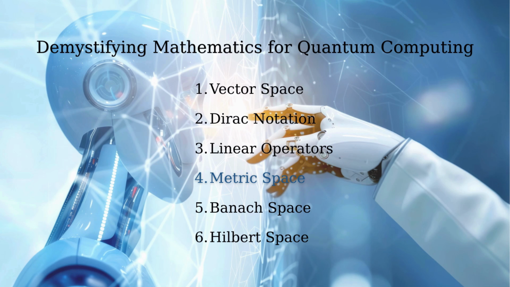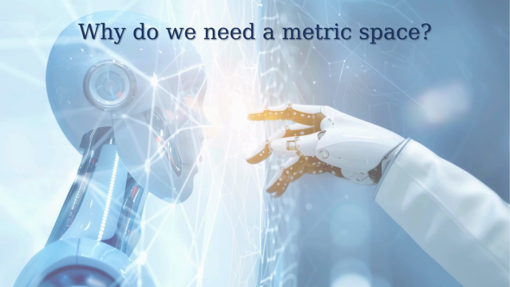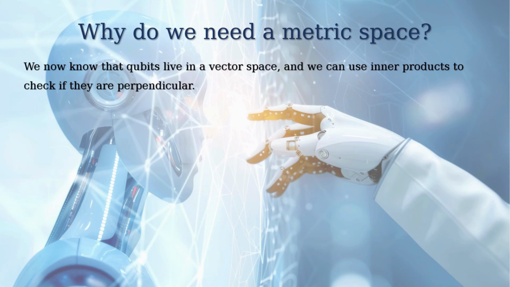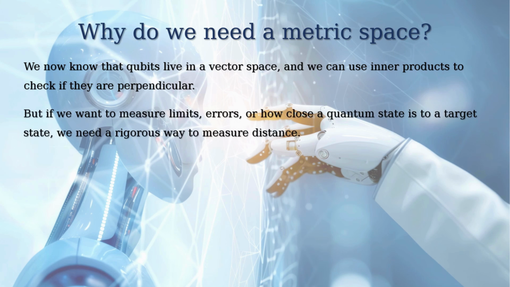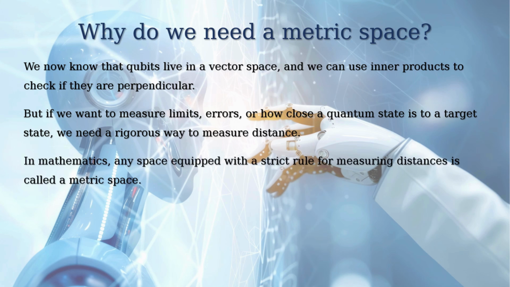Now we are going to discuss metric space. Why do we need a metric space? We now know that qubits live in a vector space and we can use inner products to check if they are perpendicular. But if we want to measure limits, errors, or how close a quantum state is to a target state, we need a rigorous way to measure distance.